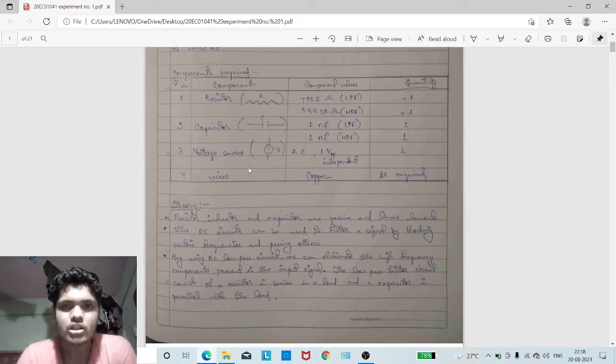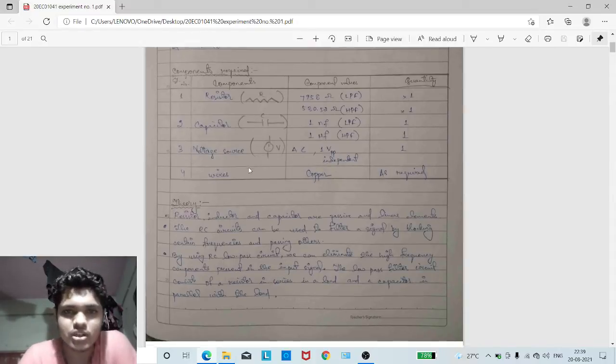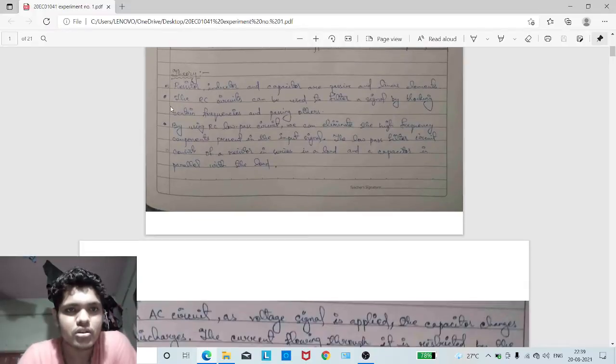Here are the component values of the resistor and the capacitor given. The capacitor to be taken for the low pass filters is 1 nanofarad, and for the high pass filter it is 1 microfarad. According to those, we are going to take the resistor values also, and the voltage source will be an AC voltage source, and only one of each has to be taken. And now we are heading for the theory.